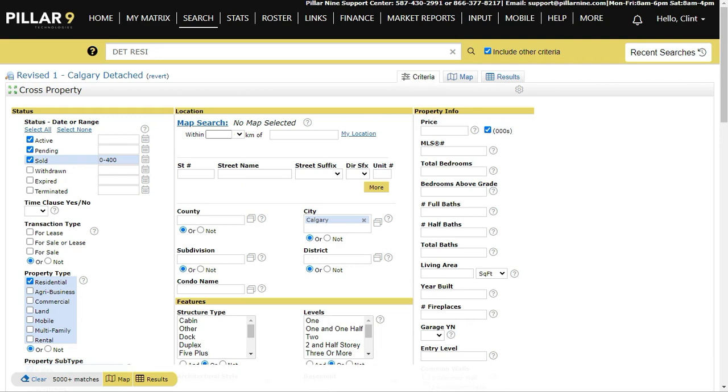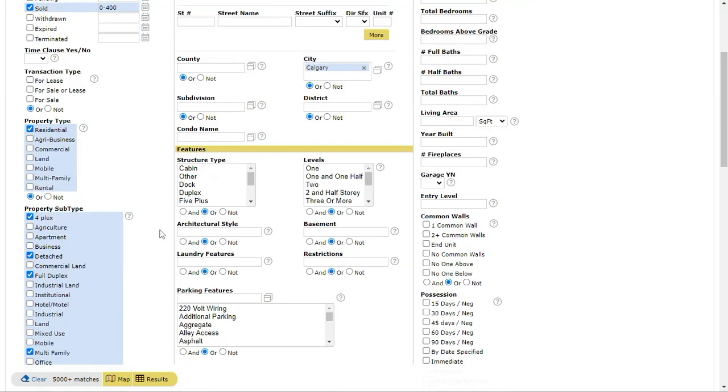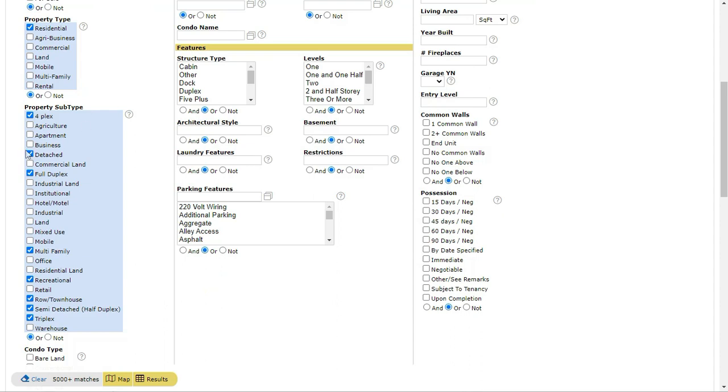Okay, so in the last video I talked about the redundant overlap and how that applied specifically to the levels field versus the architectural style field. That was regarding detached houses. The same things apply to all of these things that are checked here. However, I want to look at another example, and that is apartments.